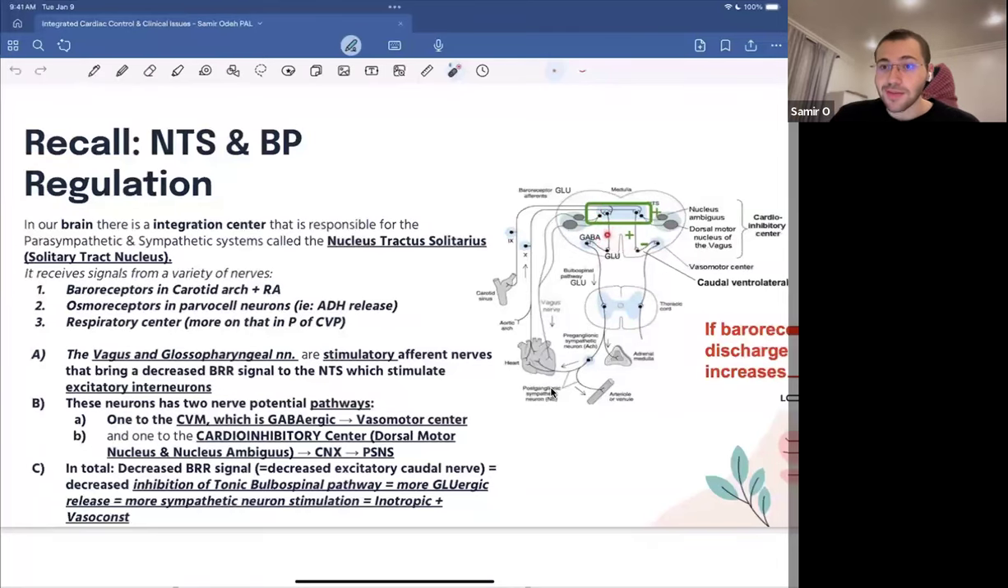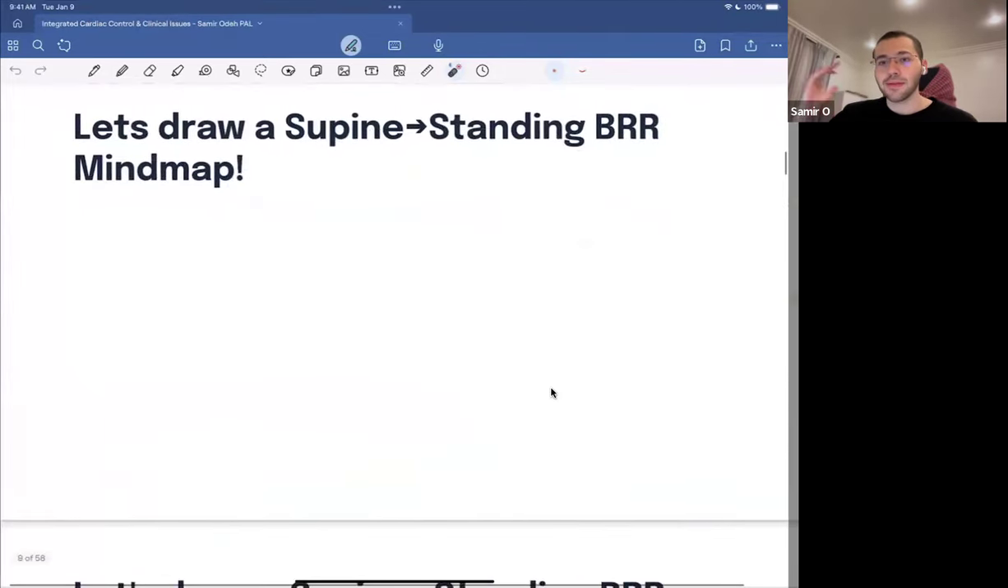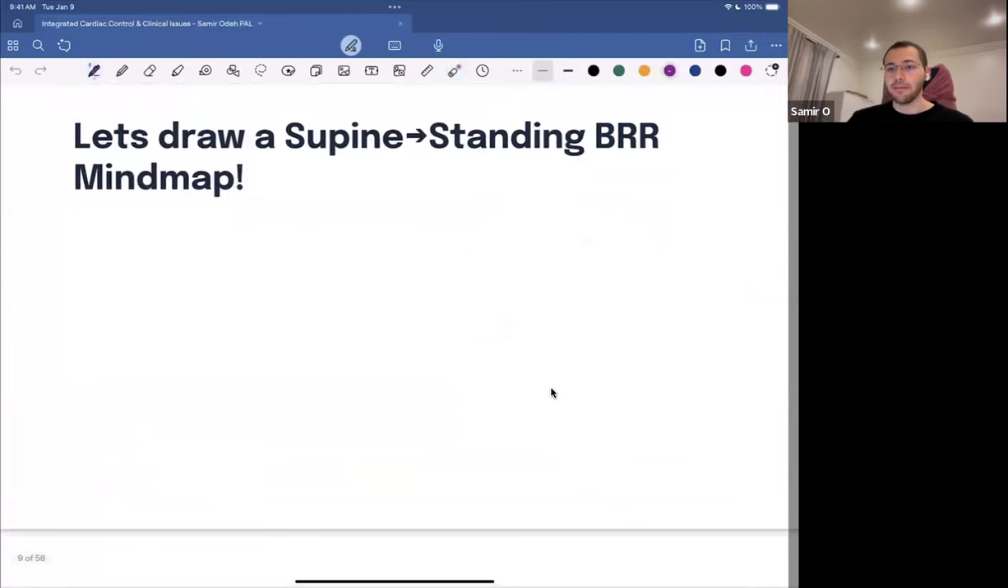When you have less positive signal into a negative neuron like the CVM, it essentially means whatever is after it is becoming more stimulated because it's becoming less inhibited. So the total sum of all this neurotransmission is increased bulbospinal tract activity. That goes into your sympathetic system, and that has its various effects. So let's take what we learned and draw a very simple mind map of what happens when you have decreased blood pressure that is being sensed by your baroreceptors.